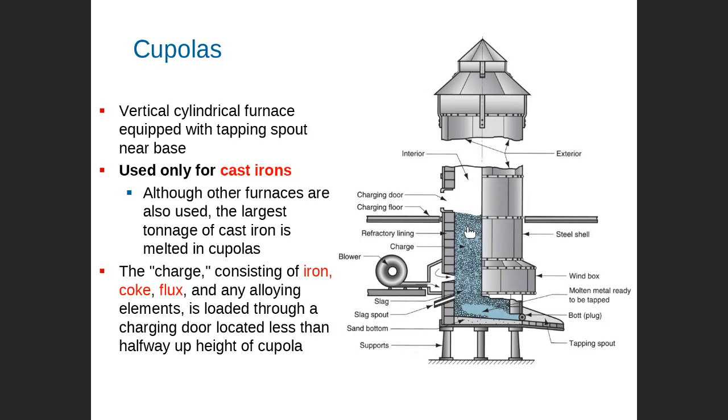Coke is coal, guys, in Arabic. We put the raw material, the iron for example, because this one is mainly for cast iron. We put the raw material, iron raw material. We put coke and flux. We put the flux here because, as we discussed earlier in the previous slide.